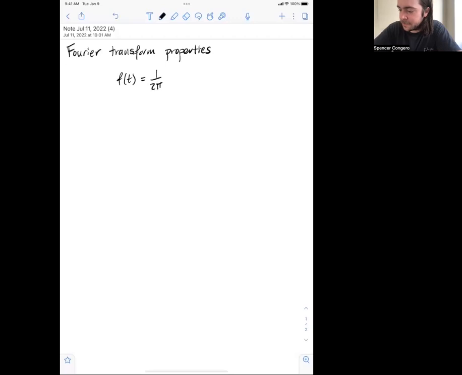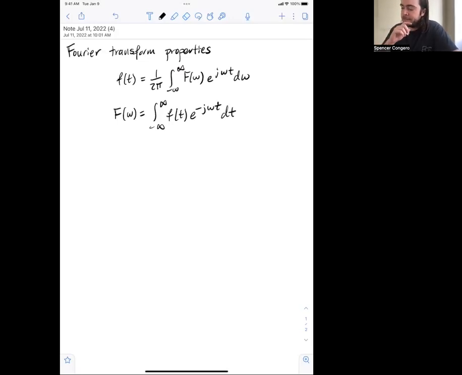So this is the inverse Fourier transform, where you're given a Fourier transform F of omega, and you want to obtain the time signal f of t. And also, if you're ever given the time signal f of t and you want to obtain the Fourier transform F of omega, you can use this one. Okay, so there they are. We'll be using those throughout the video. Okay, so let's just go through some properties.